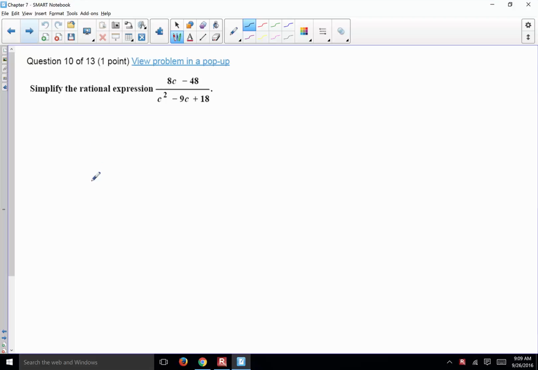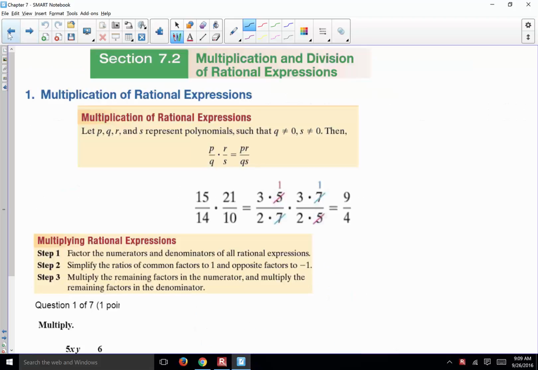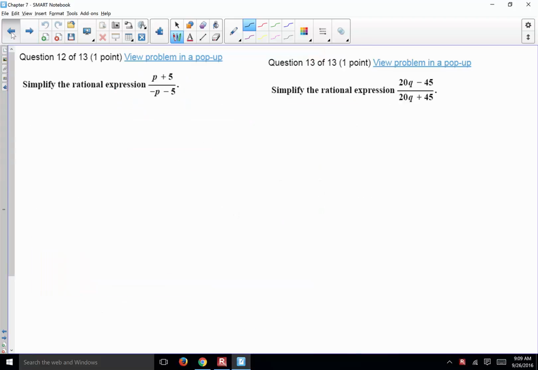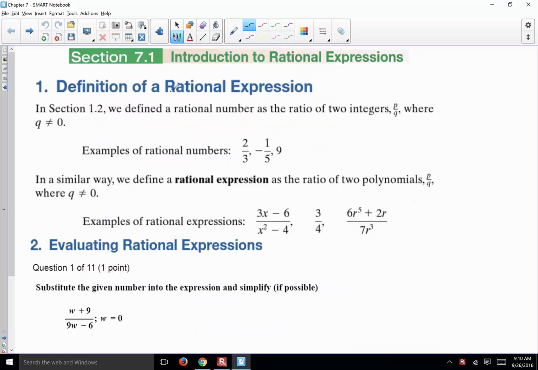Alright, we were factoring and reducing rational expressions on Friday. We're gonna continue and finish this section today and start the new one, which is going to be multiplication of rational and division of rational expressions. Why don't we go a few slides back and review quickly what we know about rational expressions from Friday.